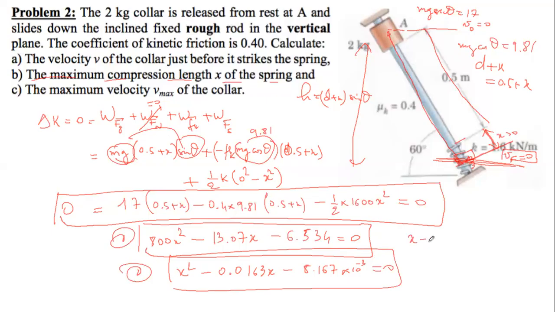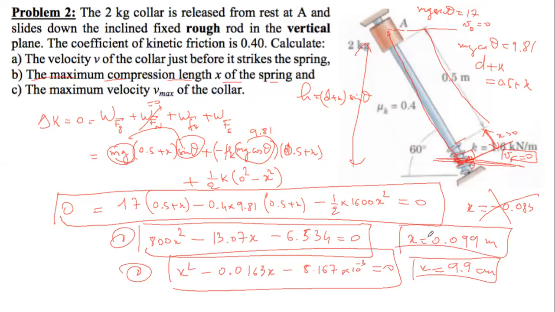I will have x is 0.099 meters. In other words, it's 9.9 centimeters. So that's the maximum compression length. The second root of this quadratic equation is negative, minus 0.083. Of course, this is not an acceptable solution because x is a distance. It has to be positive. So the answer is 9.9 centimeters.